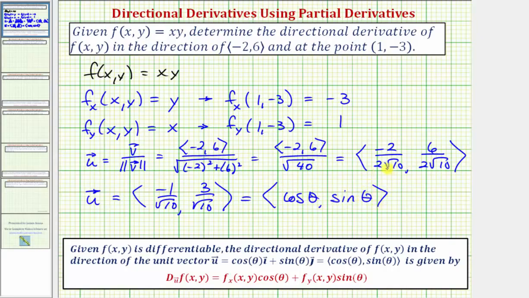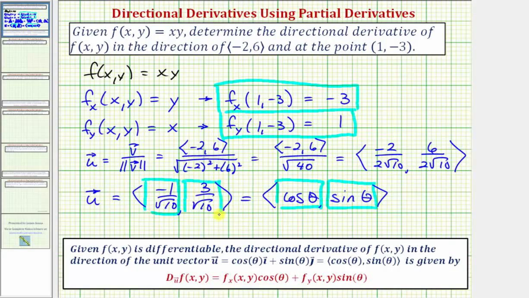So now we have all the information we need in order to find the value of the directional derivative at the point 1, -3 in the direction of the vector with components -2, 6. We know the value of the partial derivative with respect to x at the given point equals -3. We know the value of the partial derivative with respect to y at the point is +1. And we also know cosine theta equals -1 divided by square root 10, and sine theta is equal to 3 divided by square root 10. So let's go ahead and find the value of the directional derivative on the next slide.